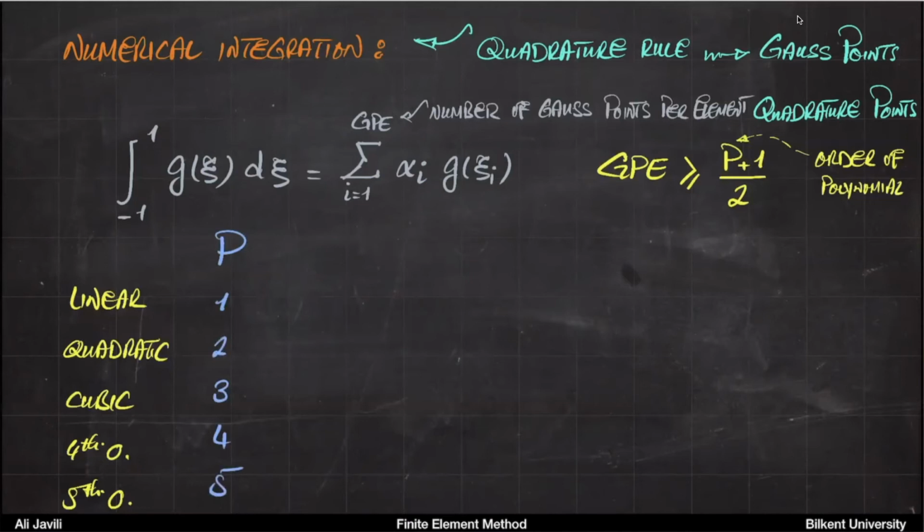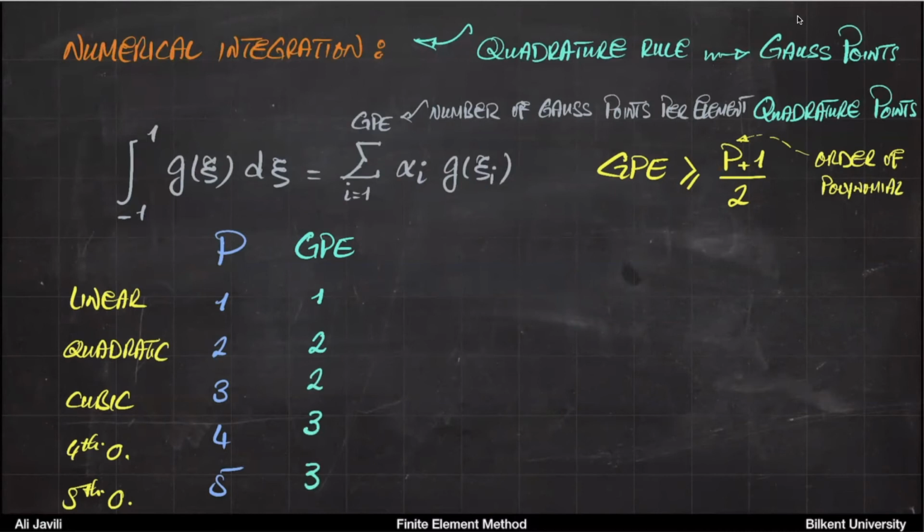Then based on the formula that we have just on the corner, Gauss points per element, if it is 1, so it's 1 plus 1 divided by 2, then it's 1. You need 1 Gauss point. If it is 2, it's 2 plus 1 divided by 2. You need more than 1.5, so you cannot have half a point. So it's 2 points. So for quadratic and cubic, it's going to be 2 points. So it's 1 point, 2 points, 2 points, then 3 points, 3 points.